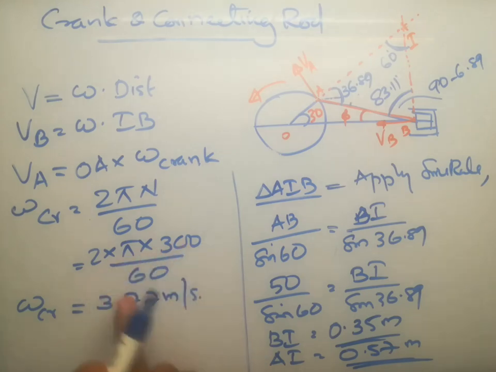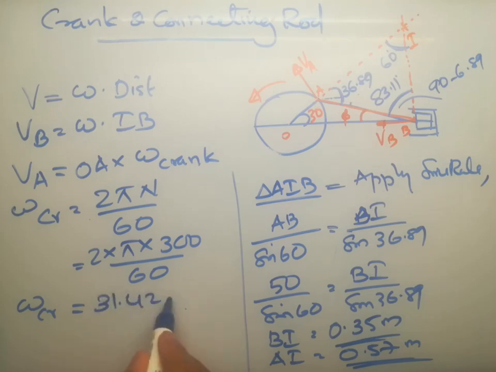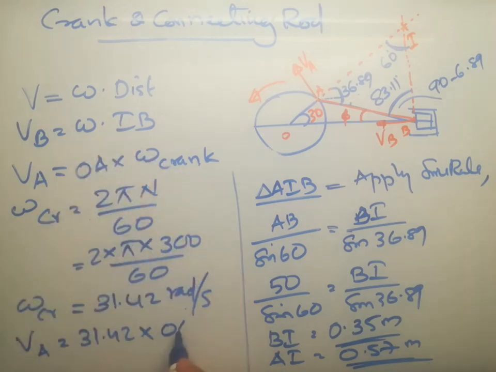So 2 into pi into 300 by 60, omega crank is equal to 31.42 radians per second. Therefore, VA is equal to 31.42 into OA. OA is 0.12, and VA is equal to 3.77 meter per second.